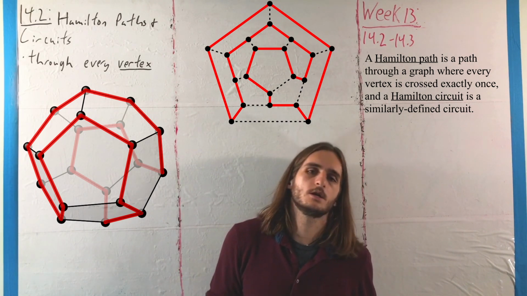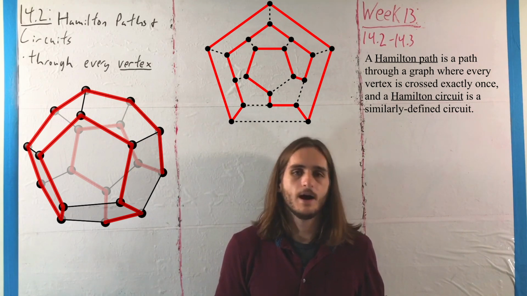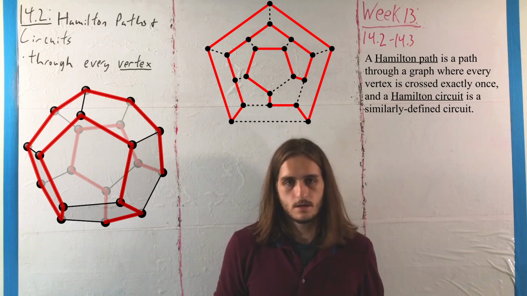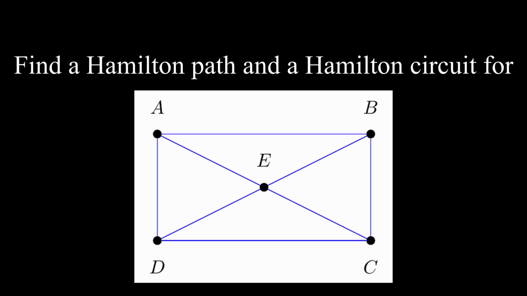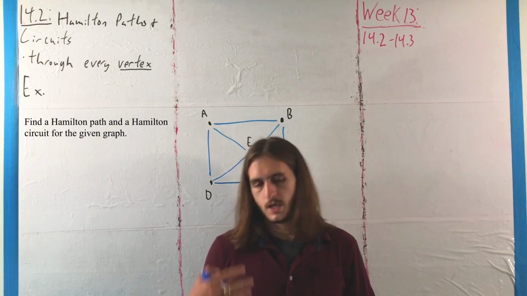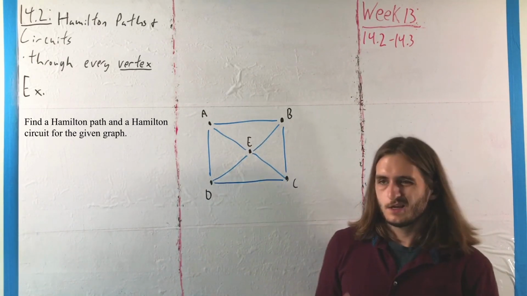But next thing we're going to see here is some examples for being able to identify a Hamiltonian path or a Hamiltonian circuit in a given graph. So for this example, we want to identify a Hamilton path and a Hamilton circuit for the given graph below. And in this case, we actually have a ton of different examples for being able to find those constructions.